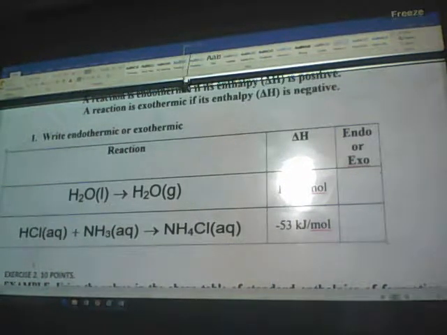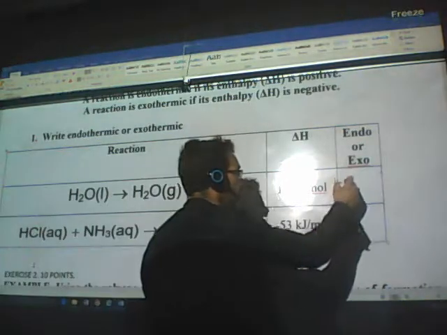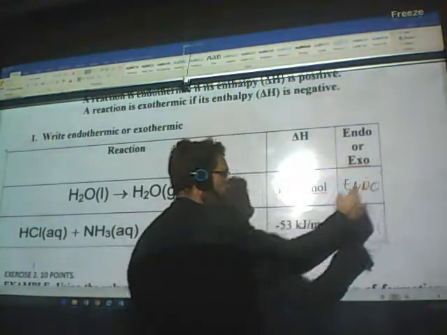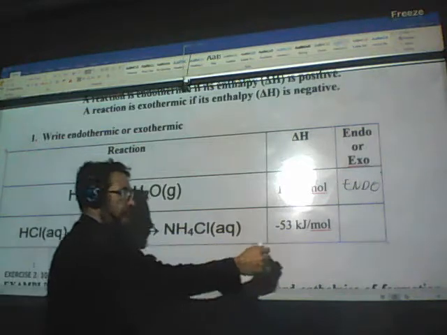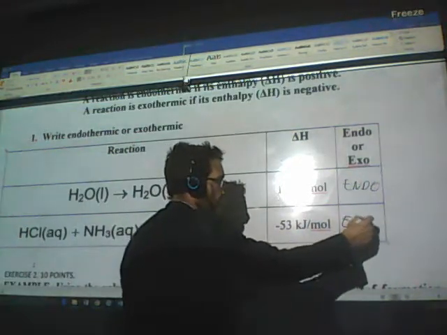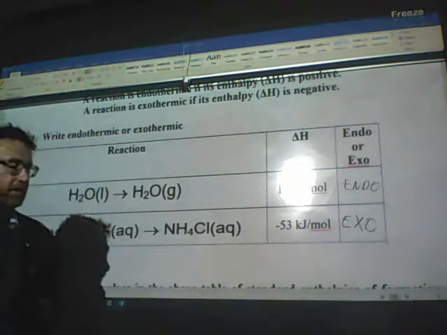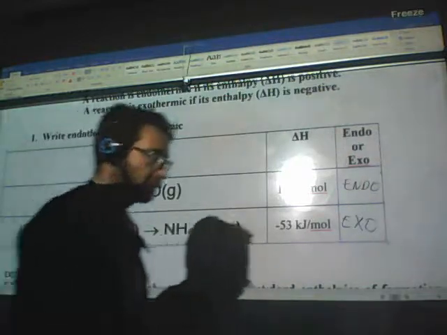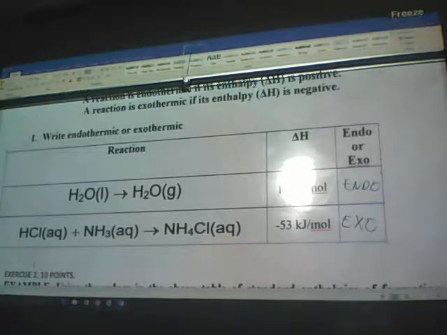Okay, for exercise 1, to know if a reaction is exothermic or endothermic: if enthalpy is positive, it's endothermic. It takes energy from the surroundings. And if enthalpy is negative, it's exothermic. It gives energy to the surroundings. Okay? Exercise 2.